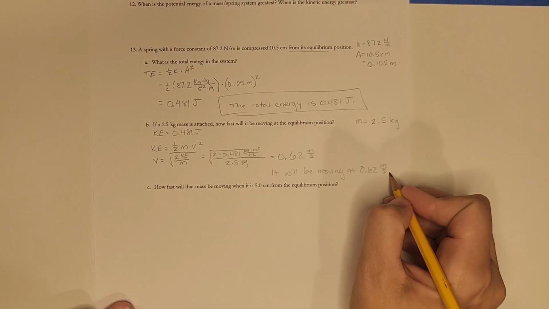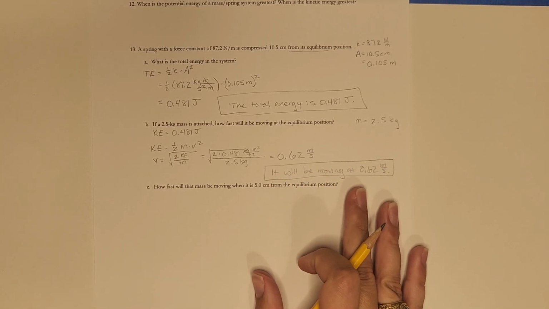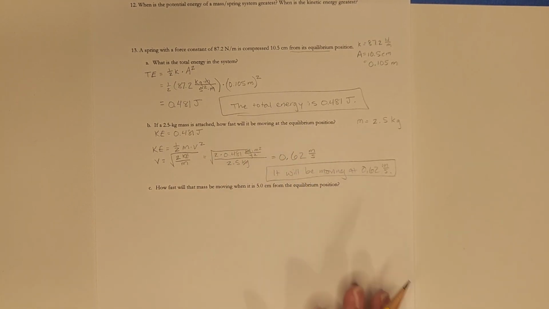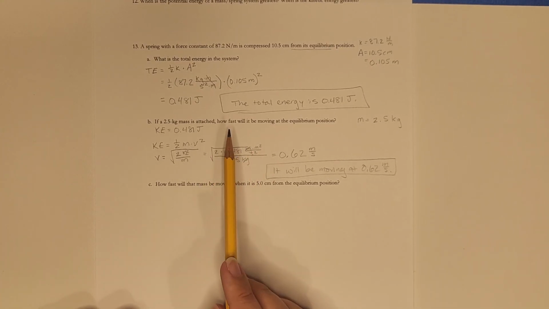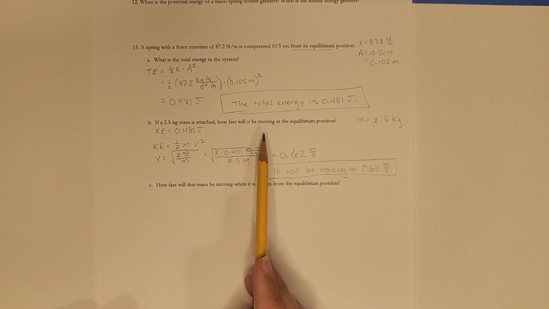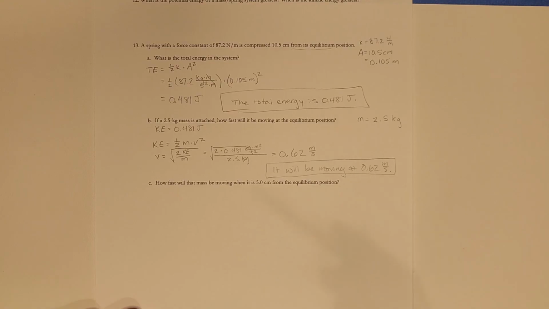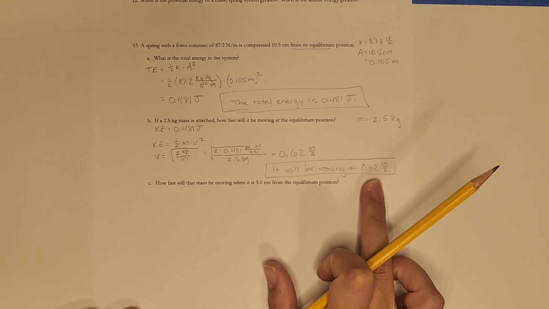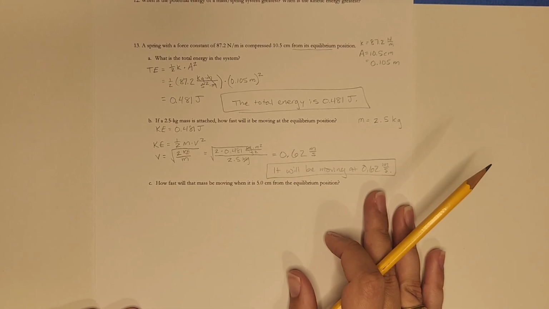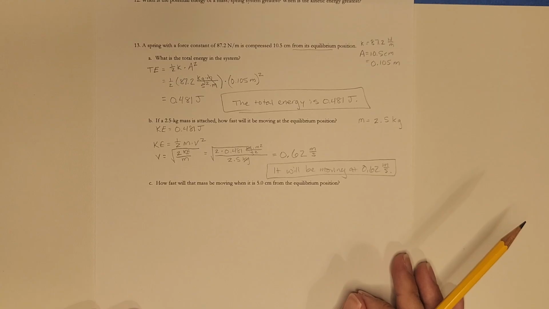Now, just make sure you don't make the mistake of saying the velocity is 0.62 meters per second. The question is asking how fast it will be moving. So we don't need a velocity. We don't need to add a direction to this. And in fact, we don't know what the velocity is when it comes to direction because it didn't tell us which direction it was moving at equilibrium. Okay, is it moving up or down? We don't know, but anytime it reaches equilibrium, it is moving at this speed, at 0.62 meters per second. So you can say it will be moving at 0.62 meters per second, or the speed is 0.62 meters per second, but don't use the term velocity.